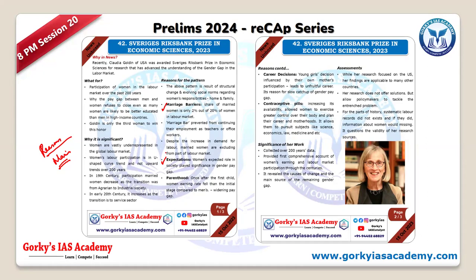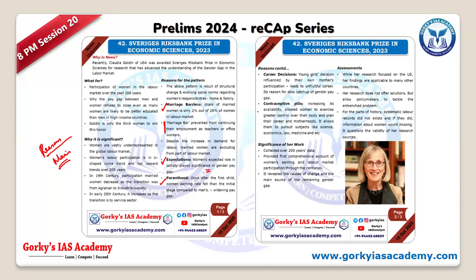So you can see only 2% out of 20% of women in the labor market are married, that is, they continue even after marriage. So the marriage bar has prevented the employment of women in various fields. And similarly, expectation. What role is a woman expected to play in society by the society? So that is one important thing.